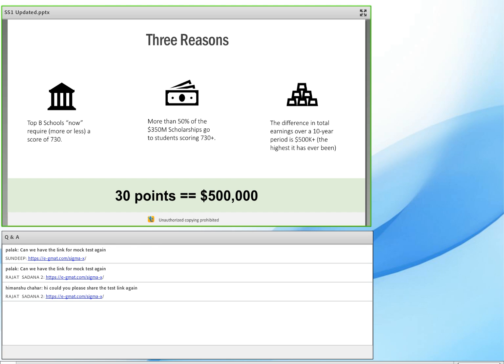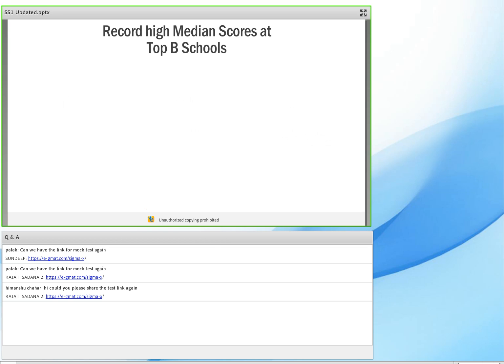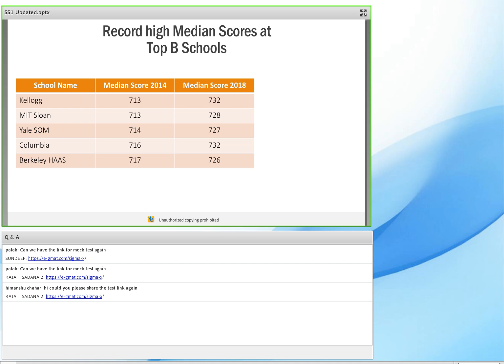So let's look at some data against each of these points. These 30 points could be worth between $500,000 and $1 million of net worth over the course of the next 10 years.